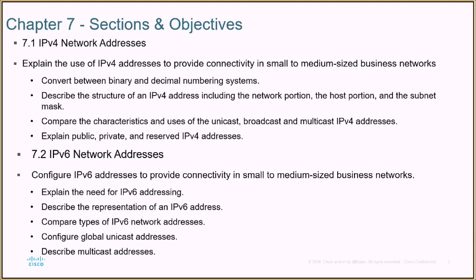And of course, to look at IPv4 addresses properly, you need to look at binary numbers as well as converting between binary and decimal. You need to describe the structure of an IPv4 address, including network portion, host portion, and subnet mask. We're also going to compare the characteristics of the types of transmission for IPv4, so unicast, broadcast, and multicast. And we're going to look at public, private, and reserved IPv4 addresses.